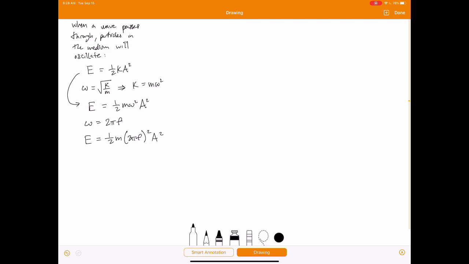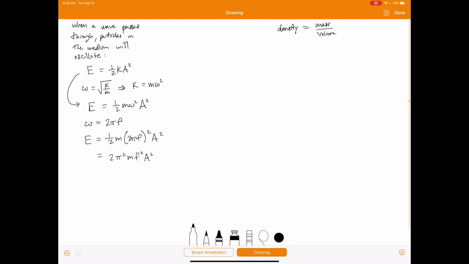And then if we just simplify this, we're going to have an overall factor of 2 out front, pi squared, m squared, just m, then f squared, and then a squared, okay? So this describes the energy of the oscillating particles in our medium. We can take this even further by introducing the concept of density. Remember, density is mass per unit volume.